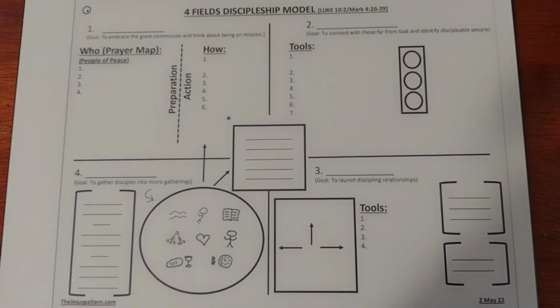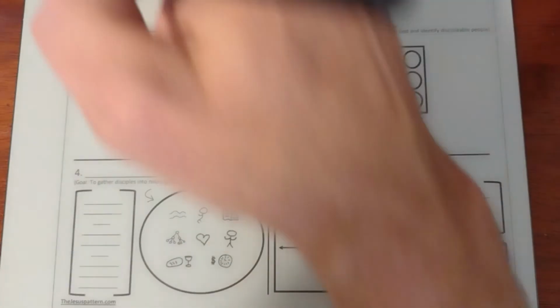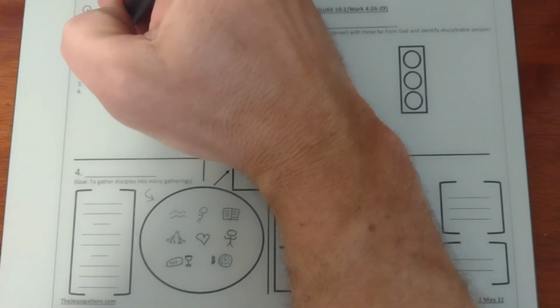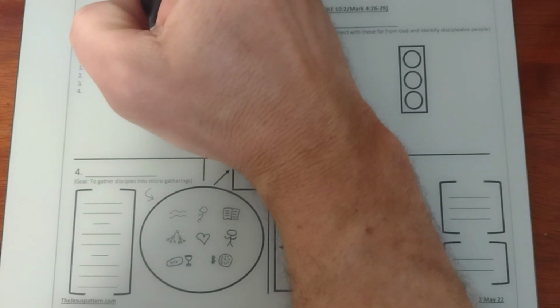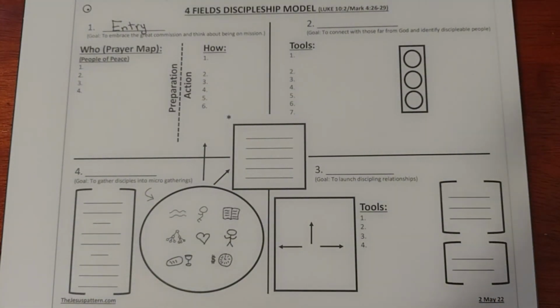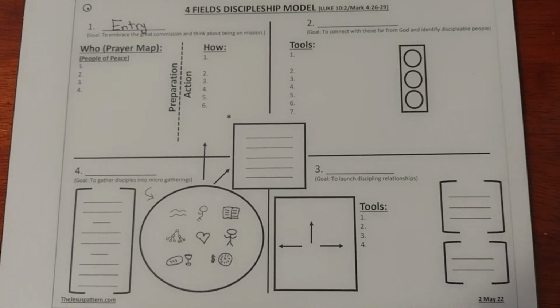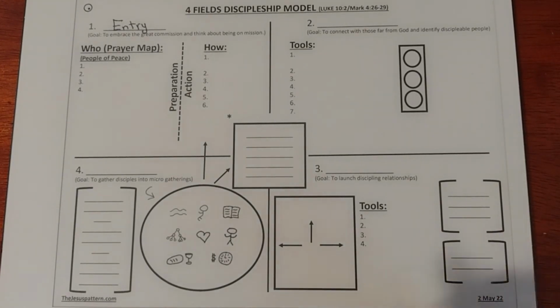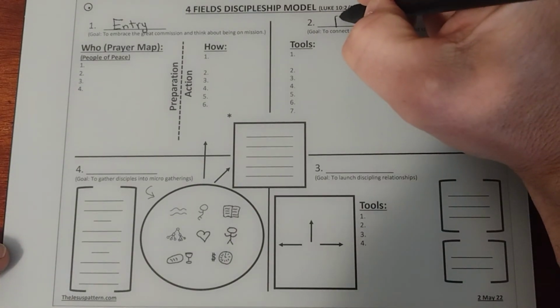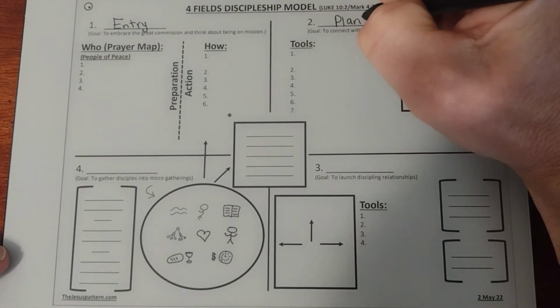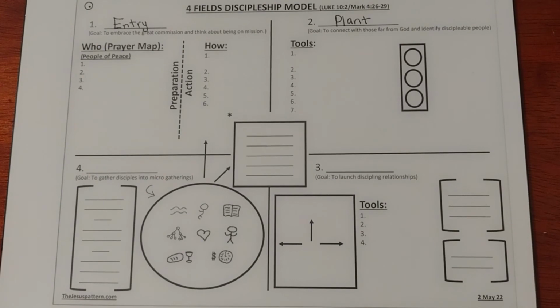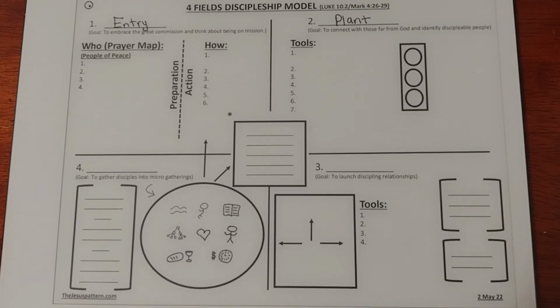In this video, we're going to be filling out the big blocks, identifying each field and the box in the middle. The first field is called the entry field. In this field, the goal is to embrace the Great Commission and to think about being on mission. The second field is called the plant field. The goal here is to connect with those far from God and identify discipleable people.